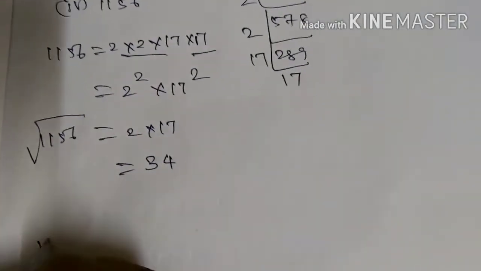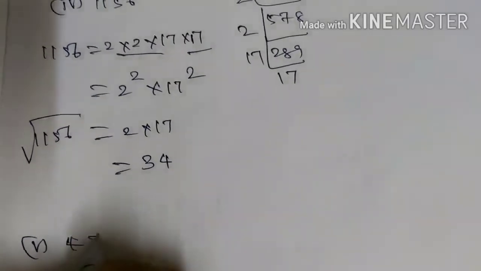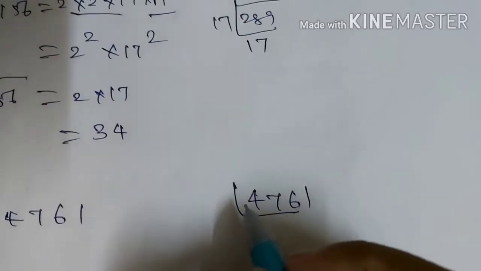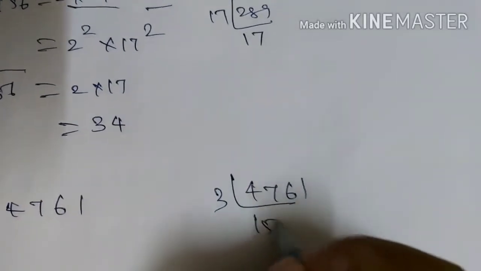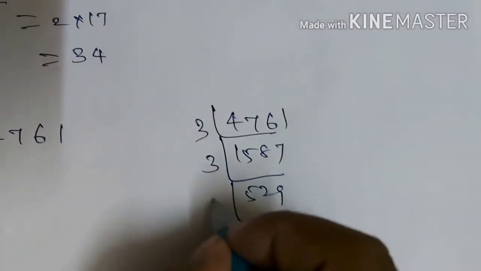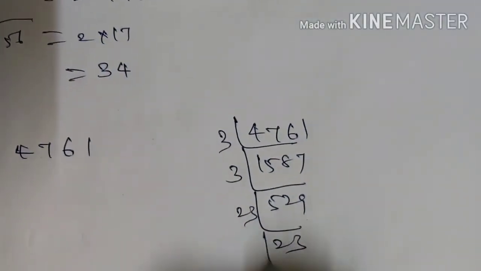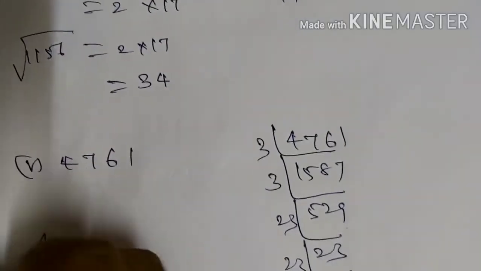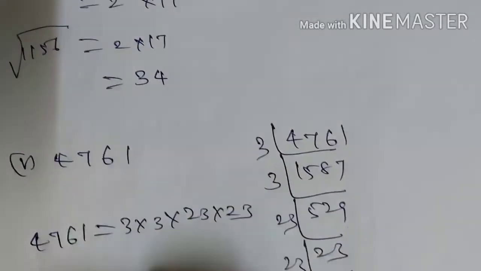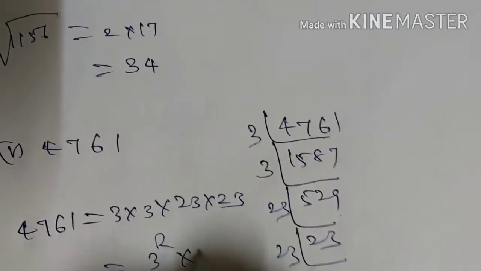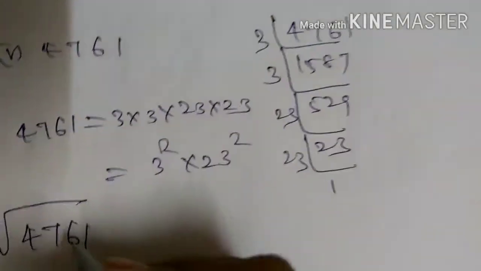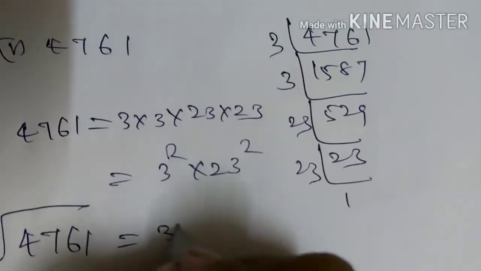Next one: 4761. In the same manner, take the prime factorization method. 3 table, 1587 and 529. This one is multiply 23, 23 23s are 529. So the square root of 4761 equals 3 multiply 23 equals 69.